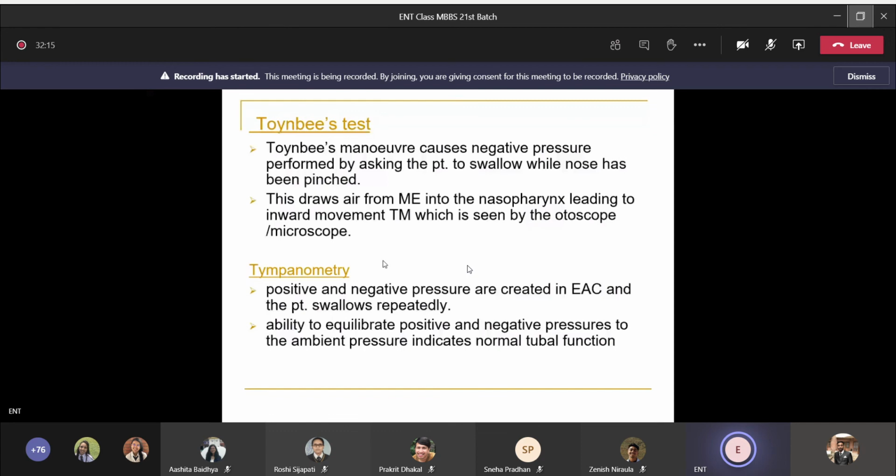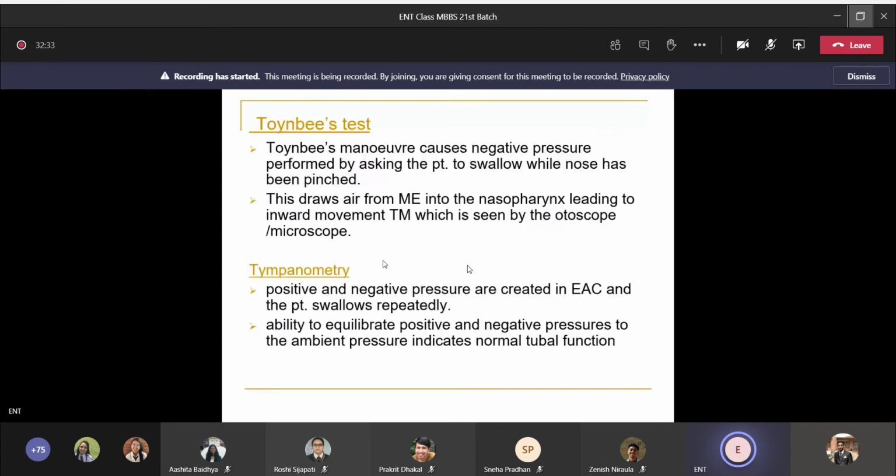Here there's a device which is put into the ear canal, and positive and negative pressure are created in the external auditory canal, and the patient swallows repeatedly. Ability to equilibrate positive and negative pressure to the ambient pressure indicates normal tubal function.